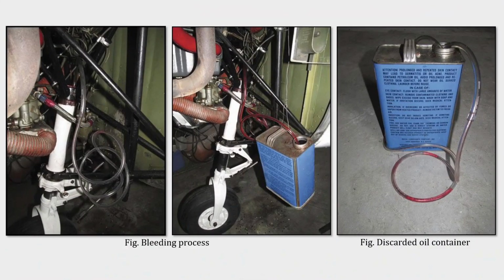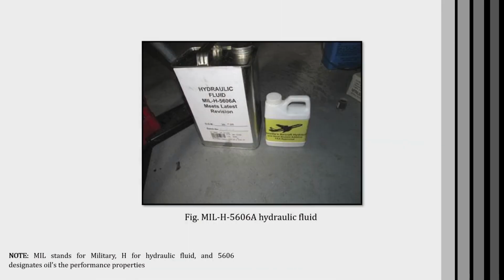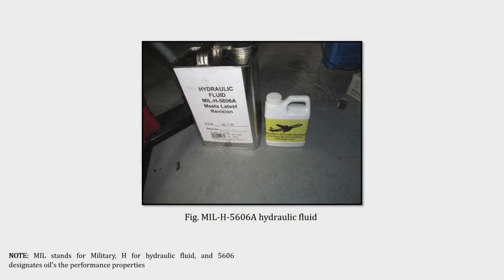This is the process which is followed during the bleeding. In the first figure you can see the hose is connected to the valve port from where the hydraulic oil will be bled. In the second figure we can see how the hydraulic oil is to be collected in a container, and the third figure shows the discarded oil container.